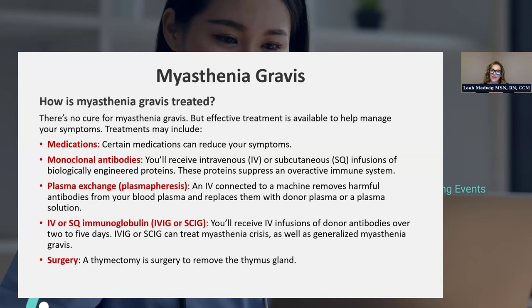And then surgery as well. In our poll, not many people picked surgery. We wouldn't immediately think that, and I didn't either, but removal of the thymus gland is supposed to help ease the symptoms of myasthenia gravis. So this is how we treat it. I'm going to go back to our patient because I want you all to see exactly what this provider did for our patient.